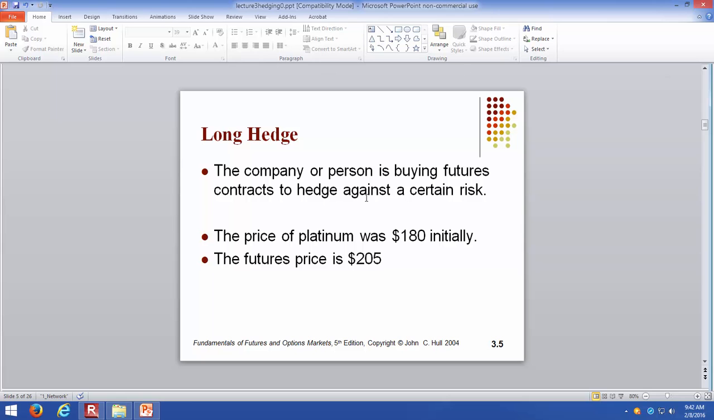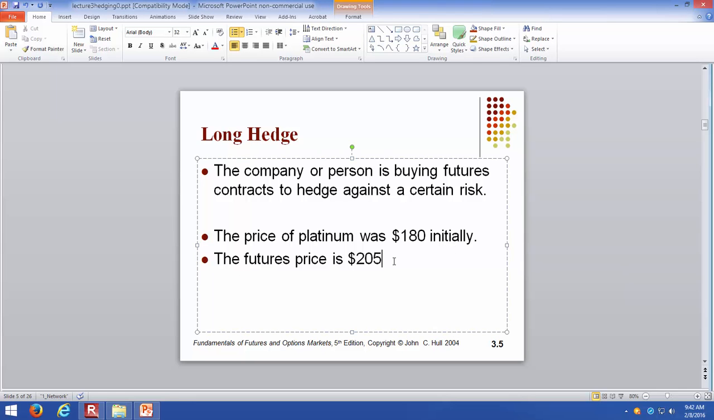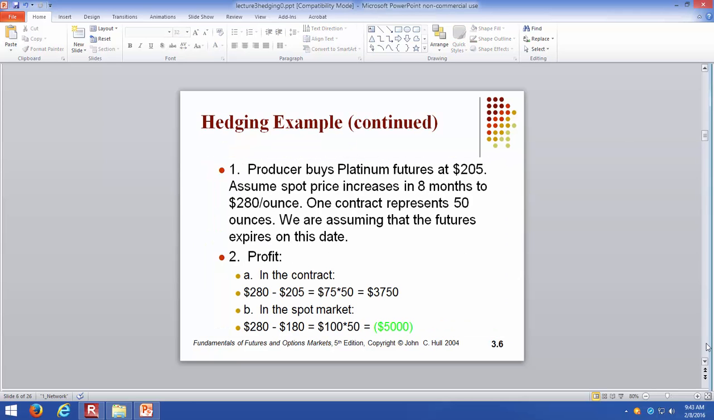Now, a long hedge: the company or person is buying futures contracts to hedge against a certain risk. The price of platinum was 180. The futures price is 205. So this is basically what we are assuming, that this is a simple hedge. This is a perfect hedge, and based upon that, we will go through some calculations, but you don't really have to do any calculations. But basically here, what this will tell you is that you have the right to buy platinum at 205 using the futures contracts. You are perfectly hedged, and based upon that, whatever happens to futures prices, you end up paying 205.